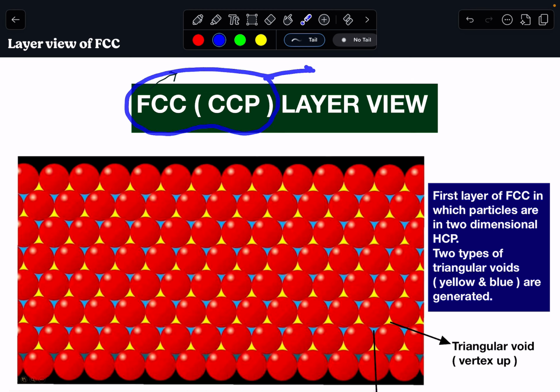has maximum efficiency. That efficiency is 74 percentage. So 74 percentage of space is occupied and the remaining 26 percentage is voids. And now let us discuss the layer view, how the particles are present in different layers in FCC. After that, HCP, let us try to discuss.